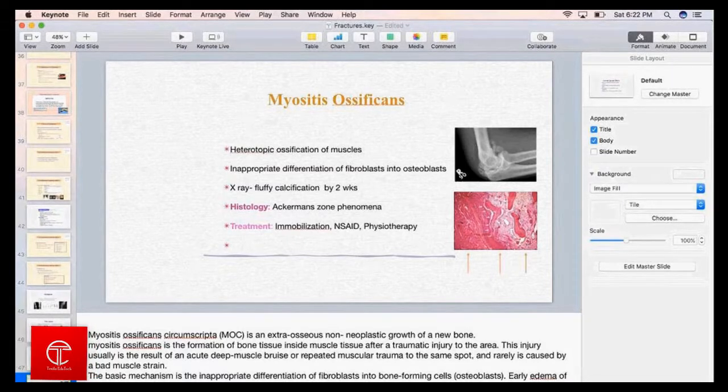I repeat, myositis, outermost part is mature. Malignancy, outermost part is immature. So malignancies are always immature.